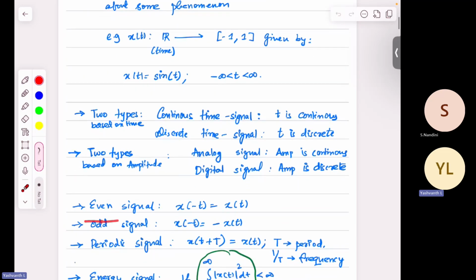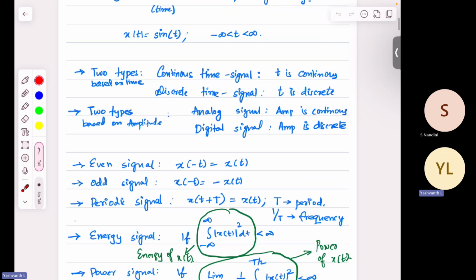Now, what is an even signal? An even signal is such a signal where x of minus t equals x of t. And what is an odd signal? An odd signal is such a signal where x of minus t is equal to minus x of t. Okay. What is a periodic signal?